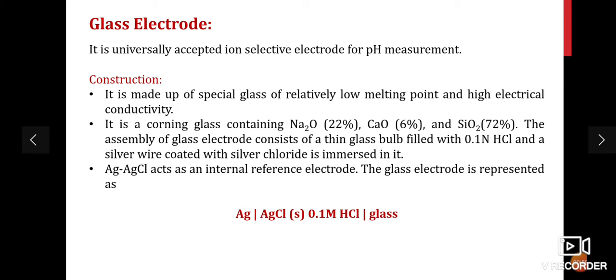The glass electrode comes under ion selective electrode, which is universally accepted for measuring the pH in the solution. Coming to the construction, it is made up of a special glass of low melting point and high electrical conductivity, and we can express this glass as a Corning glass containing Na2O 22%, calcium oxide 6%, and silicon dioxide 72%.